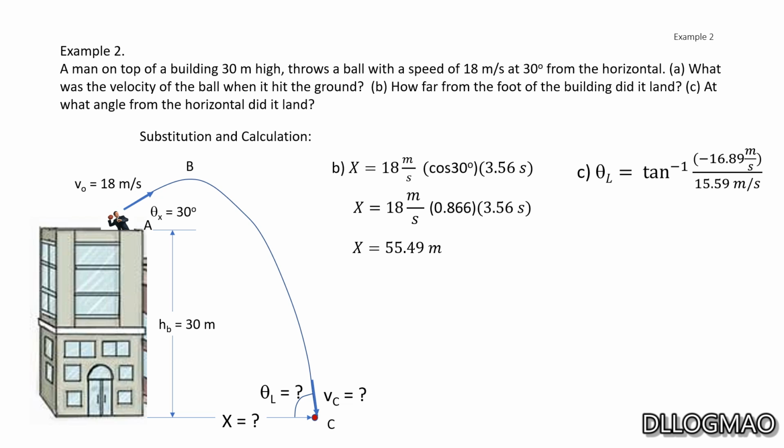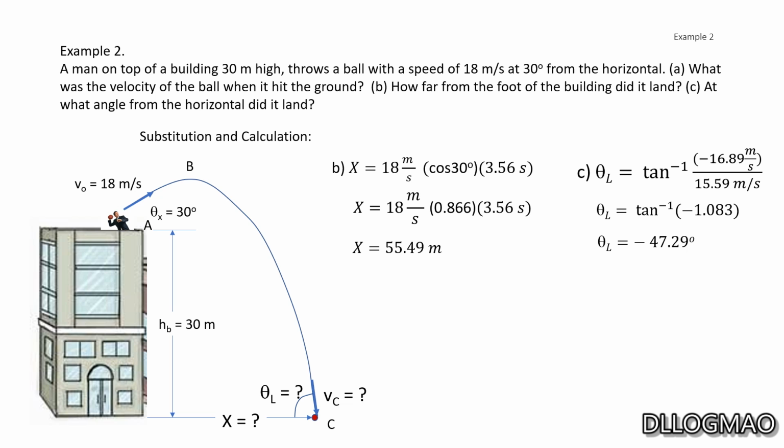Theta sub L is equal to the inverse tangent of the ratio of the y component and x component. Negative 16.89 meters per second divided by 15.59 meters per second. Theta sub L is the inverse tangent of negative 1.083. Theta sub L is equal to negative 47.29 degrees. Negative because it is measured from the negative x-axis.